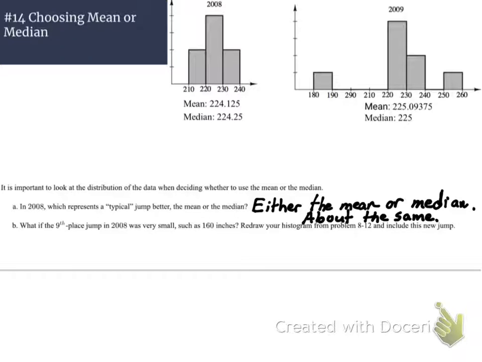For letter B, it says, what if the 9th place jump in 2008 was very small, such as 160? Redraw your histogram from problem 12 and include this new jump. So 2008 is this histogram right here, and you just sketch it, but you have to include the number 160, so it's going to be somewhere over here, your new data point. Pause the video if you haven't created it yet. Otherwise, continue on.